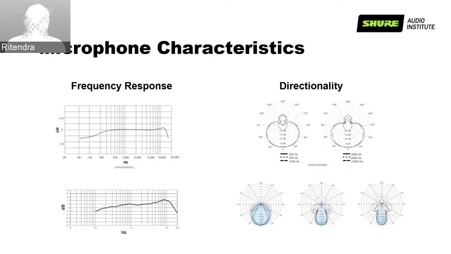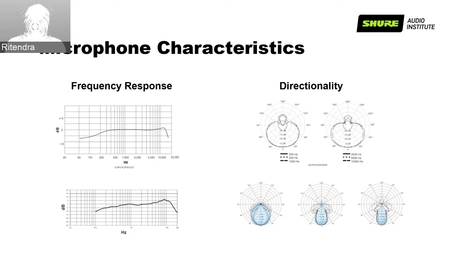There are a few characteristics to consider when choosing a microphone. The first one is the frequency response, and the second one is directionality. Frequency response defines the range of sound that a microphone can reproduce and how its output varies within that range. The frequency response is one of the most significant factors in determining the sound signature of the microphone.